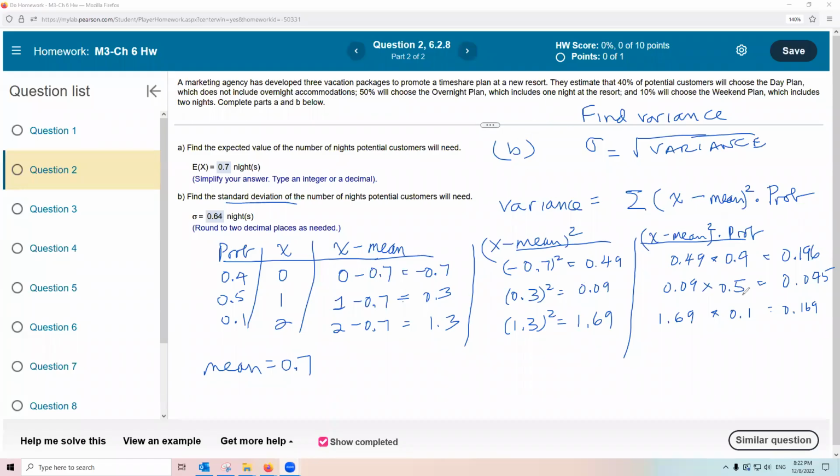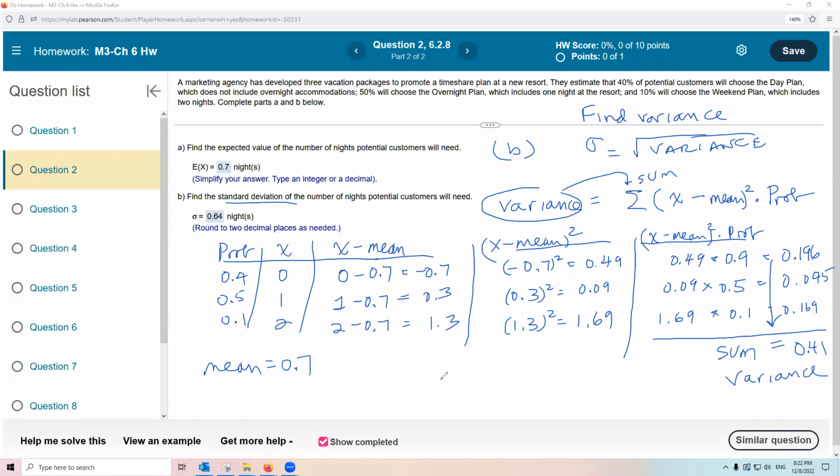All right, so we have this last column calculated. Well, the variance is summing up. So I'm going to add these numbers up. The sum here, if I add this up, works out to be 0.41. But remember, what we just calculated is the variance.